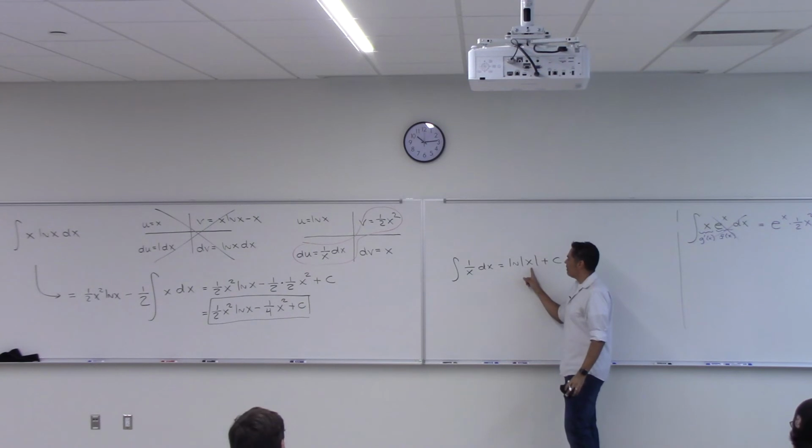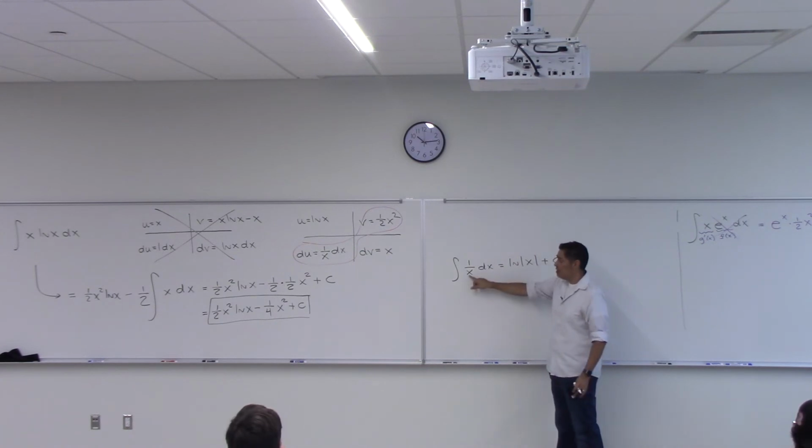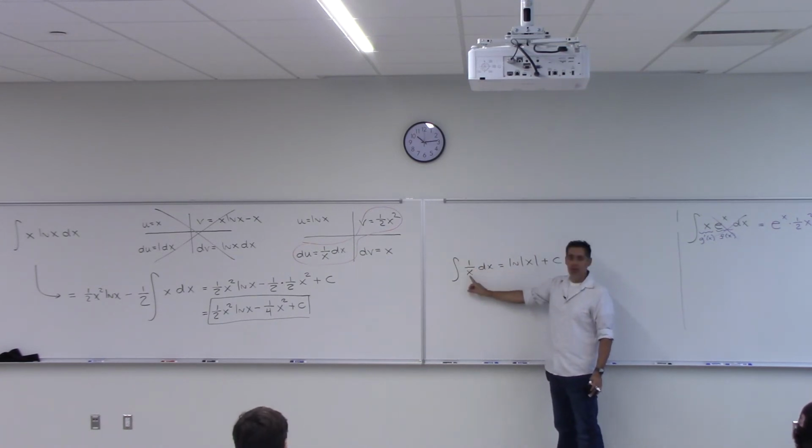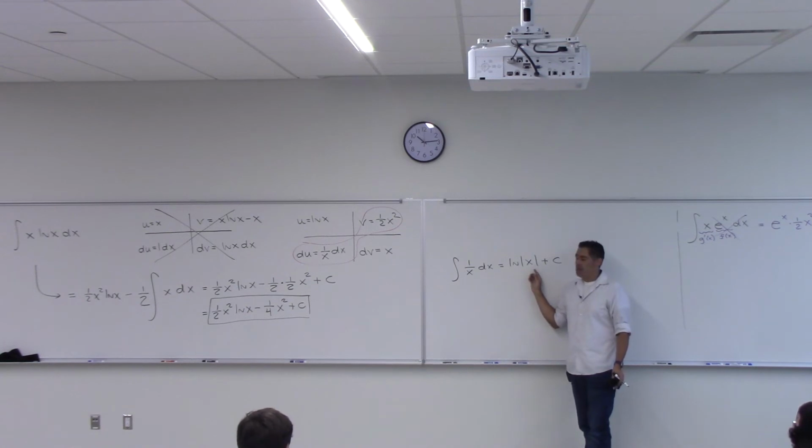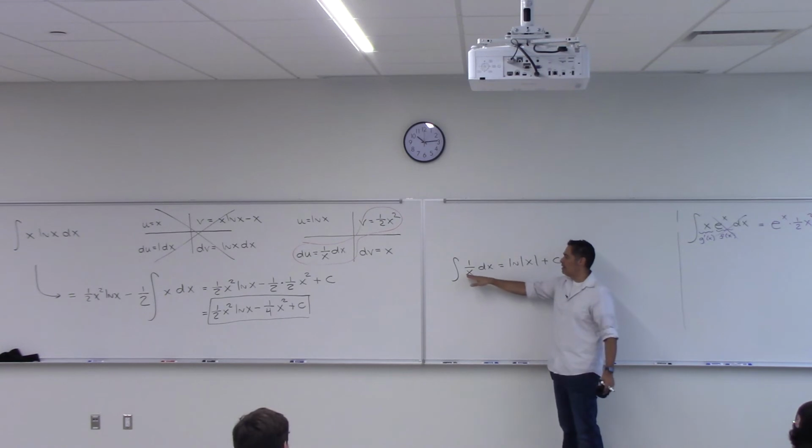The reason we have to have the absolute value here is because this function, 1 over x, is defined for both positives and negatives. Do you agree? You can plug positives and negatives into this. But the natural log, you can only plug in positives. So we put the absolute value around it so that you can increase the domain to include things that are allowed to be plugged into here.